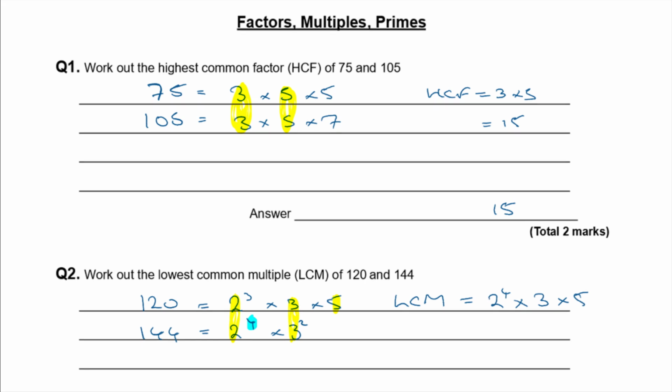For the 3's, I've got a 3 and a 3 squared. So I'm going to pick the 3 squared. And then the 5, I just got a single 5, so it's just 5. Okay, so my LCM is going to be 2 to the 4 times 3 squared times 5. Now I know 2 to the 4 times 3 squared is 144, it's written here. So I'm just going to times that by 5, and it should give me the LCM of 720.